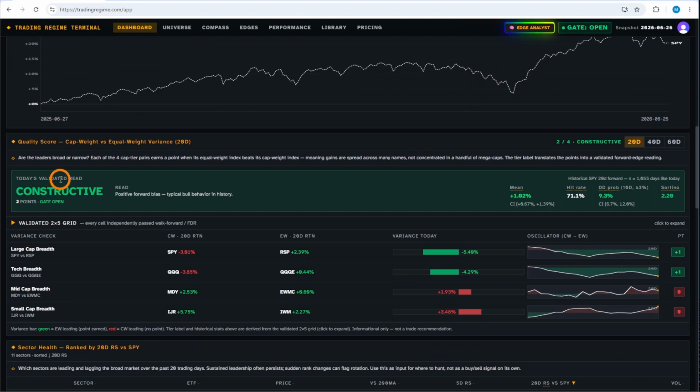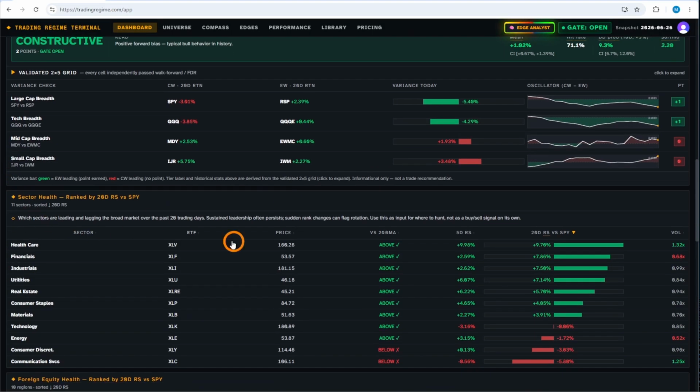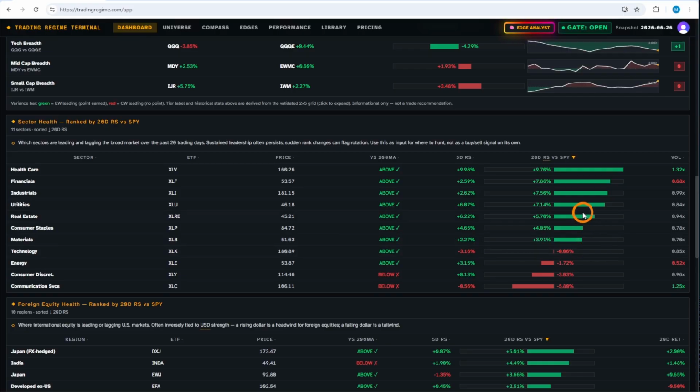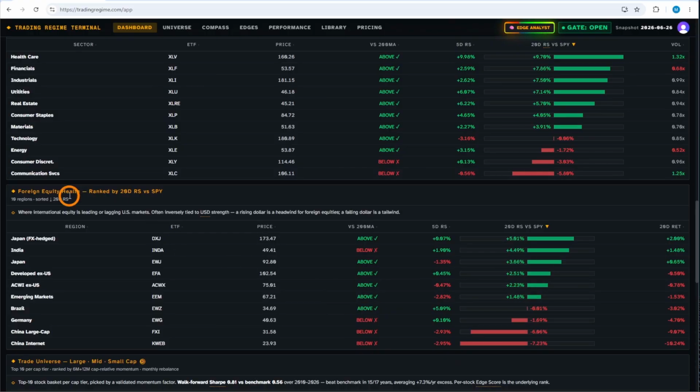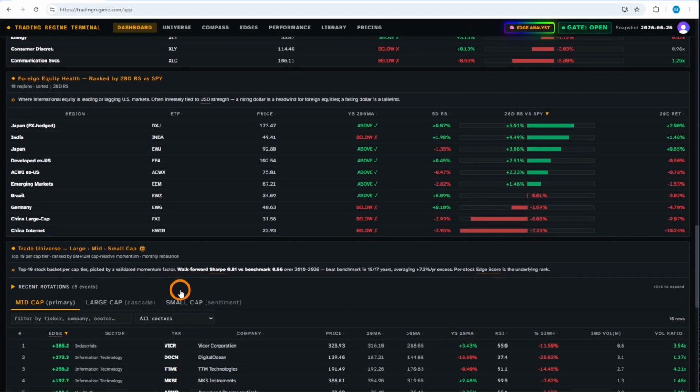And lastly, we have a quality score. So this gives you your cap index quality for rotations, sector health rotations. Basically, everything green is outperforming the S&P. Everything red is underperforming the S&P. Same here, foreign equity health. Everything above is outperforming the S&P. Everything below is underperforming the S&P.